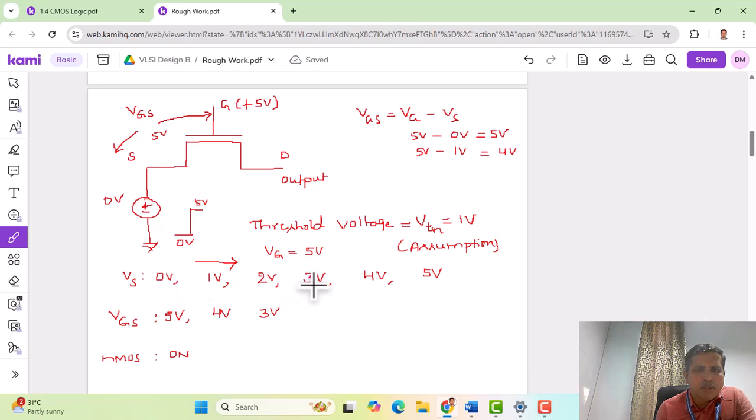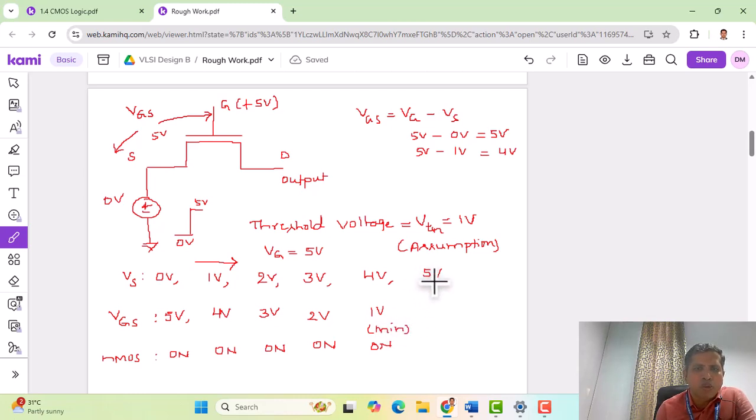For 3 volts of source voltage, 5 minus 3 becomes 2 volts. When Vs is 4 volts, VGS becomes 1 volt. You can see we have now reached the minimum voltage required for the device to conduct. In all these values of VGS, the transistor remains on. But when Vs reaches 4 volts, VGS is going to be 1 volt, so it is at the verge of off. It is still on, but the moment we cross slightly, it becomes off.